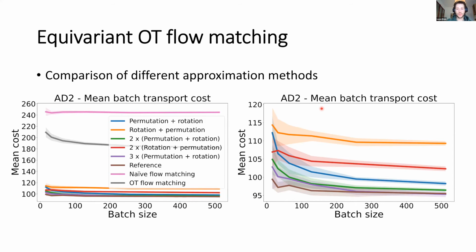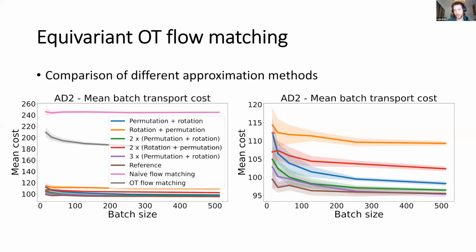Now about the different approximation methods. These are all assuming that we decouple the rotations and the permutations. First, naive flow matching: what I mean with this is we don't reorder at all. So this has the highest transportation cost. Then with the OT flow matching, we reorder the samples, but do not care about the symmetries. And then all these below are some approximation methods you also see on the right.